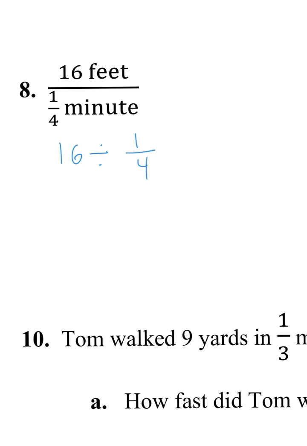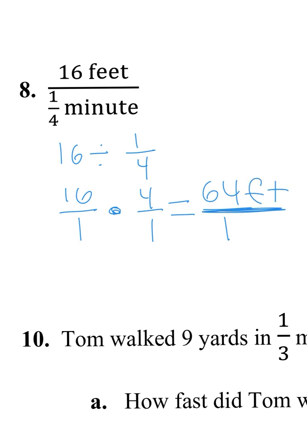The next thing we're going to do is divide and simplify. So let's change our whole number 16 into a fraction by putting a 1 under it. And then we're going to flip the second fraction to its reciprocal, so 4 over 1. And then we're going to change the division to multiplication. At this point, we're going to multiply straight across. So 16 times 4 is 64, over, and then 1 times 1 is 1. And there you go. That's your final answer. 64 over 1 what, though? In this case, it's 64 feet over 1 minute.